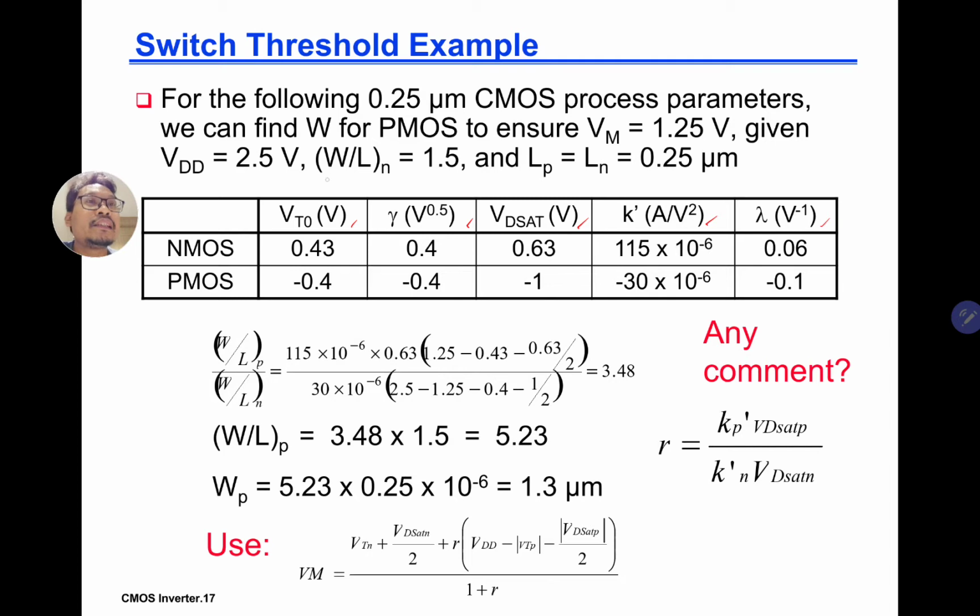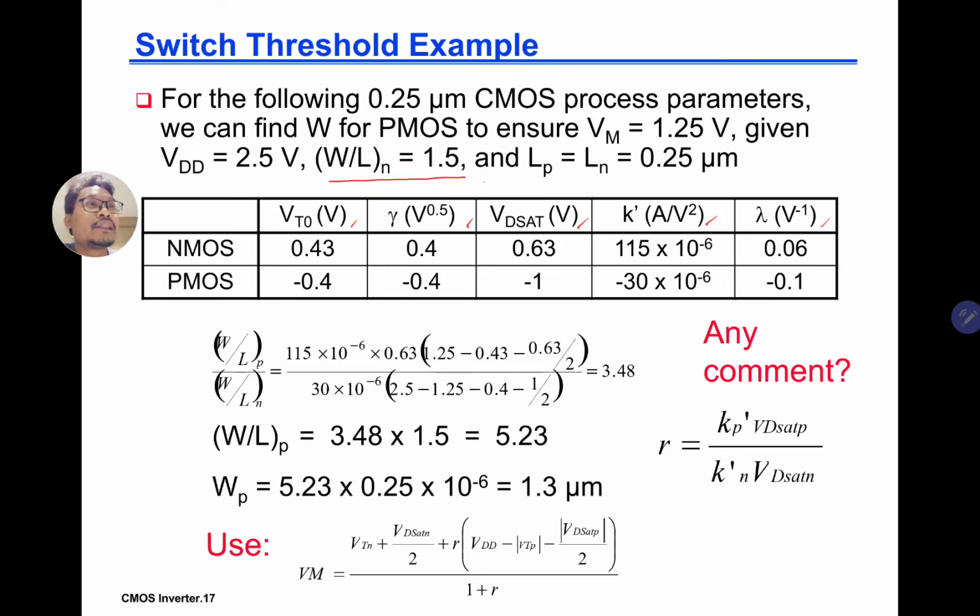And the key thing here, if you see, is that the size of your NMOS is given to you. The ratio W over L for the NMOS is 1.5, and we want to know what should be the size of your PMOS such that we can get VM equal to 1.25. Okay, so we assume both of the devices are in velocity saturation.